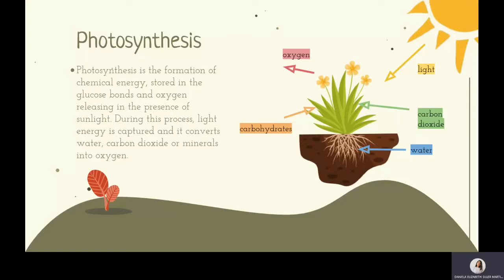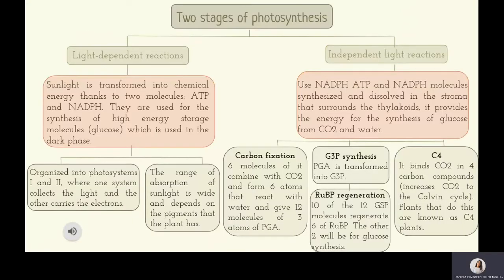So we can clearly see in the model that light, carbon dioxide, water, and carbohydrates are going into the plant. We can clearly see the arrows, and oxygen is being released from the plant. There are two stages of photosynthesis, the light-dependent reactions and the light-independent reactions.